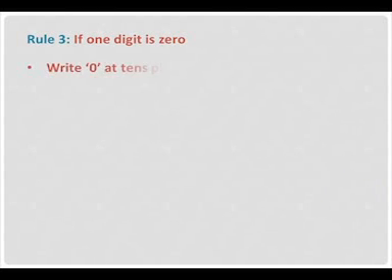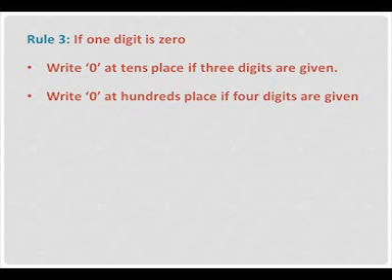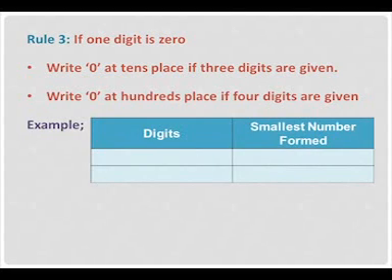Rule number 3. If one digit is 0. Number 1. Write 0 at tens place if 3 digits are given. Second, write 0 at hundreds place if 4 digits are given. For example, let's take the digits 402. It is a 3-digit number. As 3 digits are there, so we will write 0 at tens place and the smallest number formed is 204.